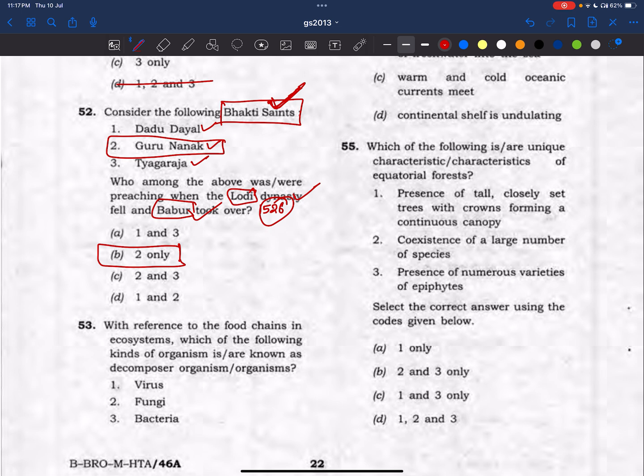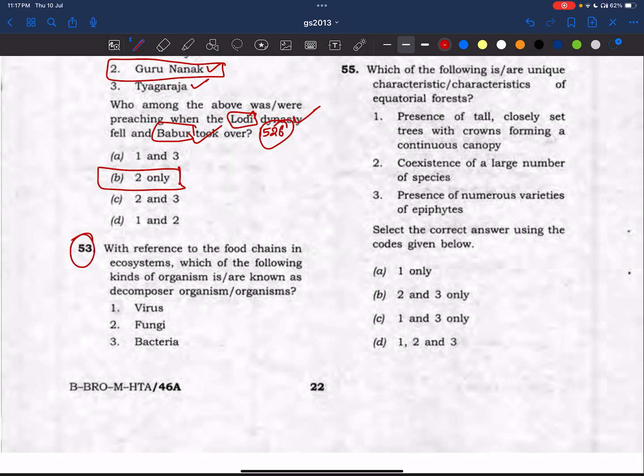Okay. Now coming to the 53rd question. With reference to the food chains in ecosystems, which of the following kinds of organism is or are known as decomposer organism or organisms?